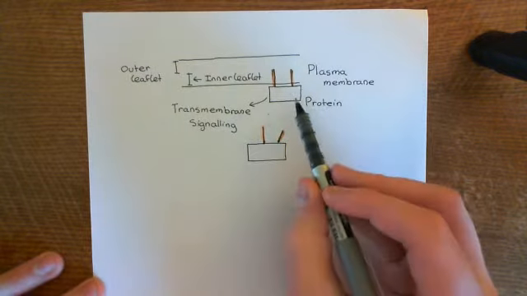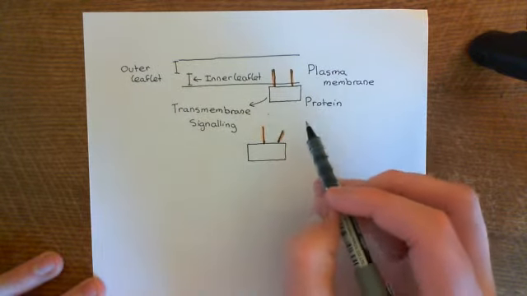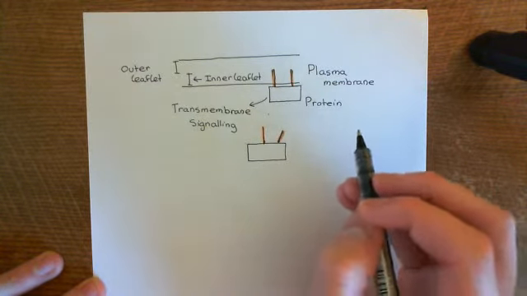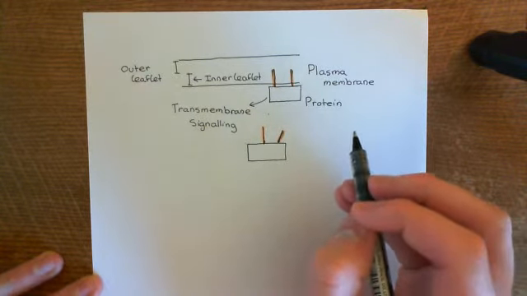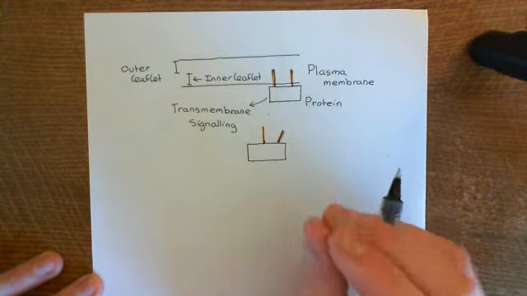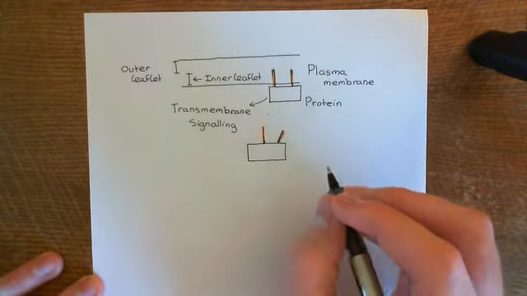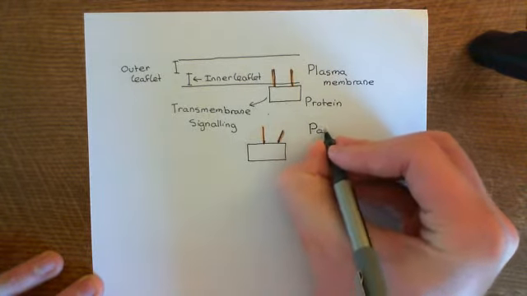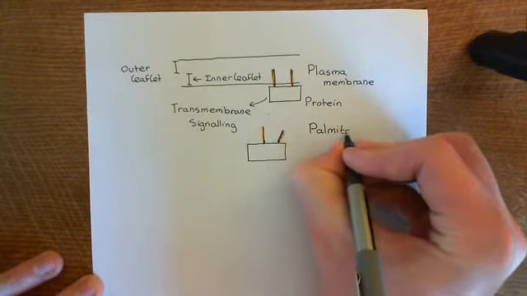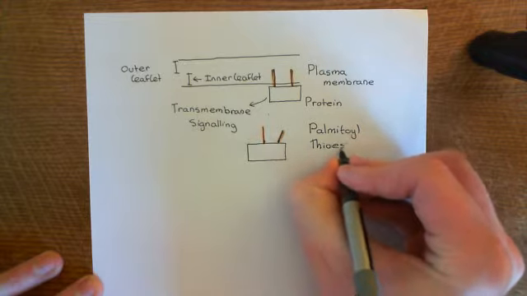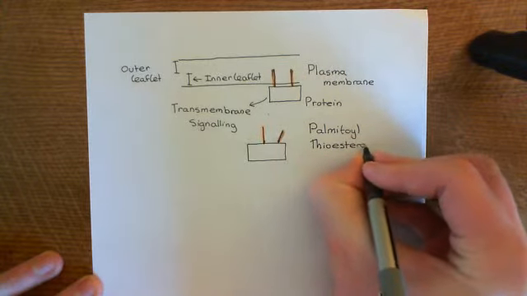So remember, this is another difference between palmitylation and myristoylation. Once you have added a myristoyl group onto the first glycine of a polypeptide, there is no taking that off, whereas when you add palmitoyl groups onto proteins, there is an opportunity to remove them. There are enzymes called palmitoyl thioesterases which can remove palmitoyl groups from proteins.